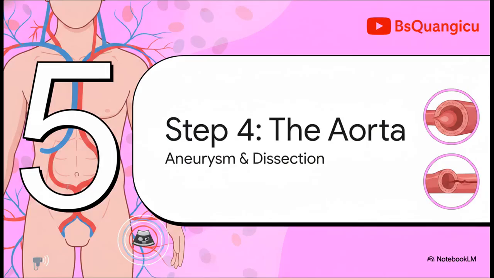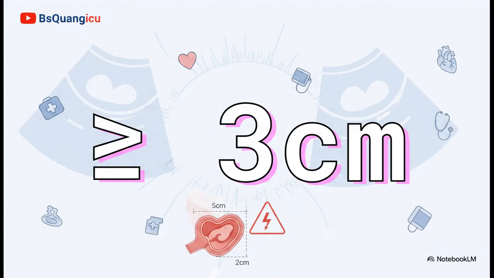Step 4. The aorta. Now we shift our focus over to the highly lethal vascular sources of hypotension. A ruptured abdominal aortic aneurysm will crash a patient unbelievably fast. The absolutely crucial number to remember here is 3 centimeters. A normal aorta is usually about 2 centimeters in diameter. An abdominal aortic aneurysm is defined as 3 centimeters or greater.